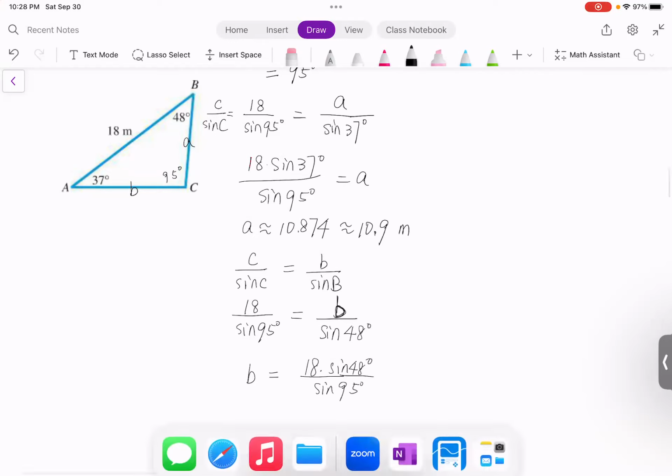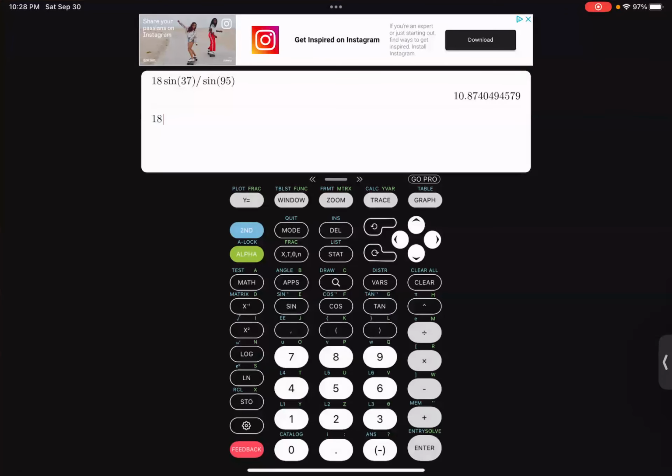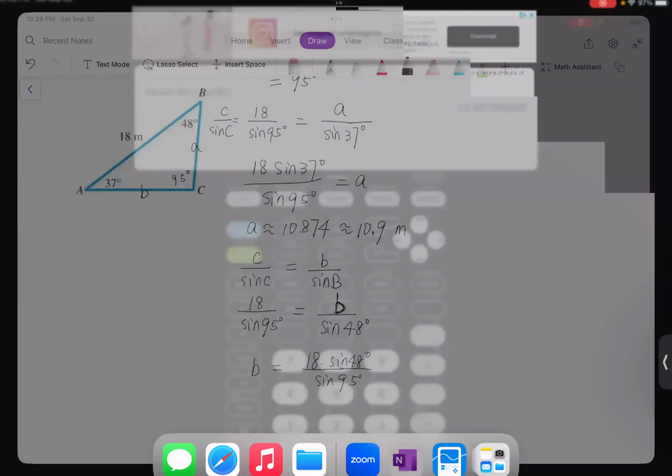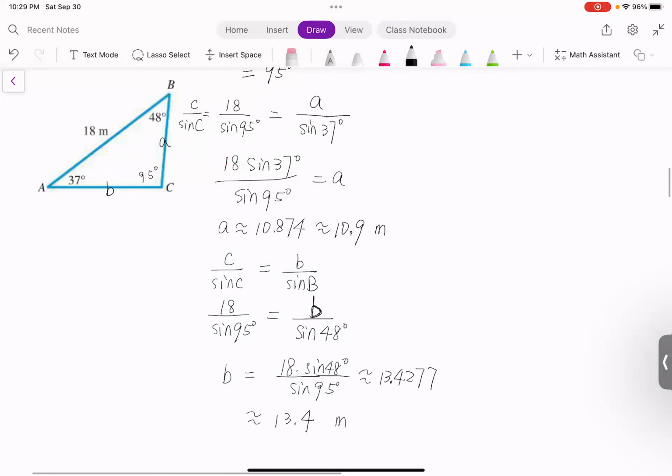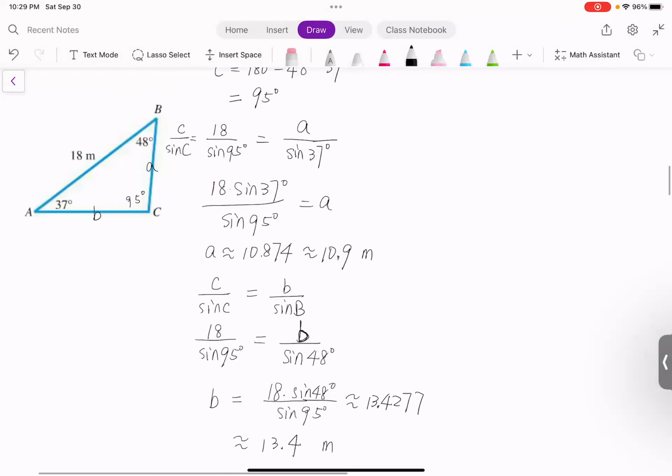So let's use the calculator to find the solution. So 18 times sine 48, all divided by sine 95. So hit enter. I'm having 13.4277. It is about 13.4277. If I want to round it to 1 decimal place, I'm having 13.4. The unit is meter. So I found all the missing information because I have the angle A, B.